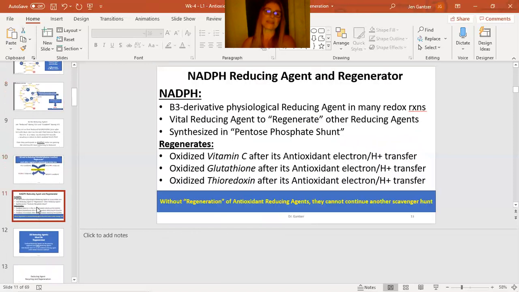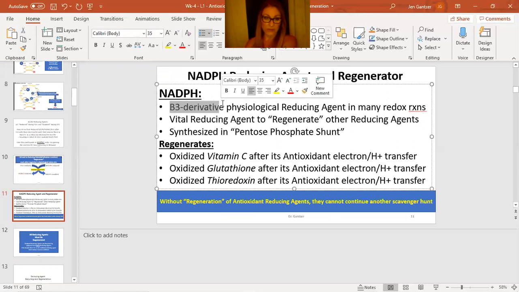So now let's take a look at the NADPH, because this is the B3, the niacin derivative reducing agent. And the NADH is also important, and it can do the same concept of reducing and regenerating some of our antioxidants. However, specifically the NADPH is a preferred molecule in several of the enzymatic redox reactions. So we're going to put a heavy emphasis on the NADPH. This is a B3 derivative. Be sure you're recognizing the N is representing the nicotinamide, which has come from niacin.